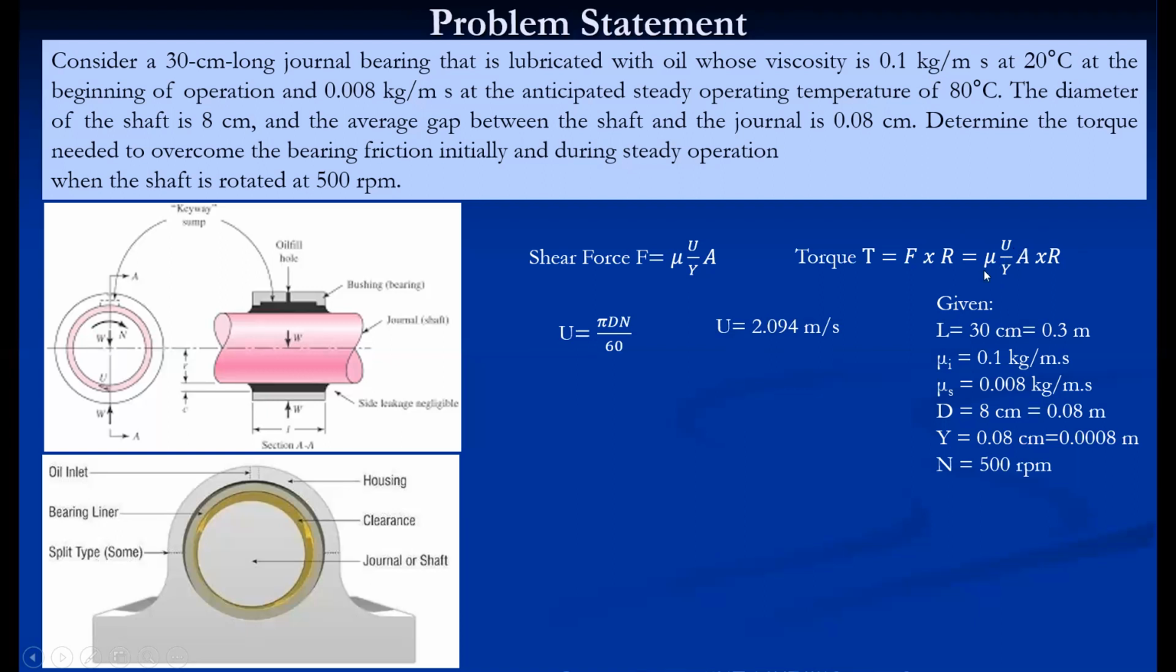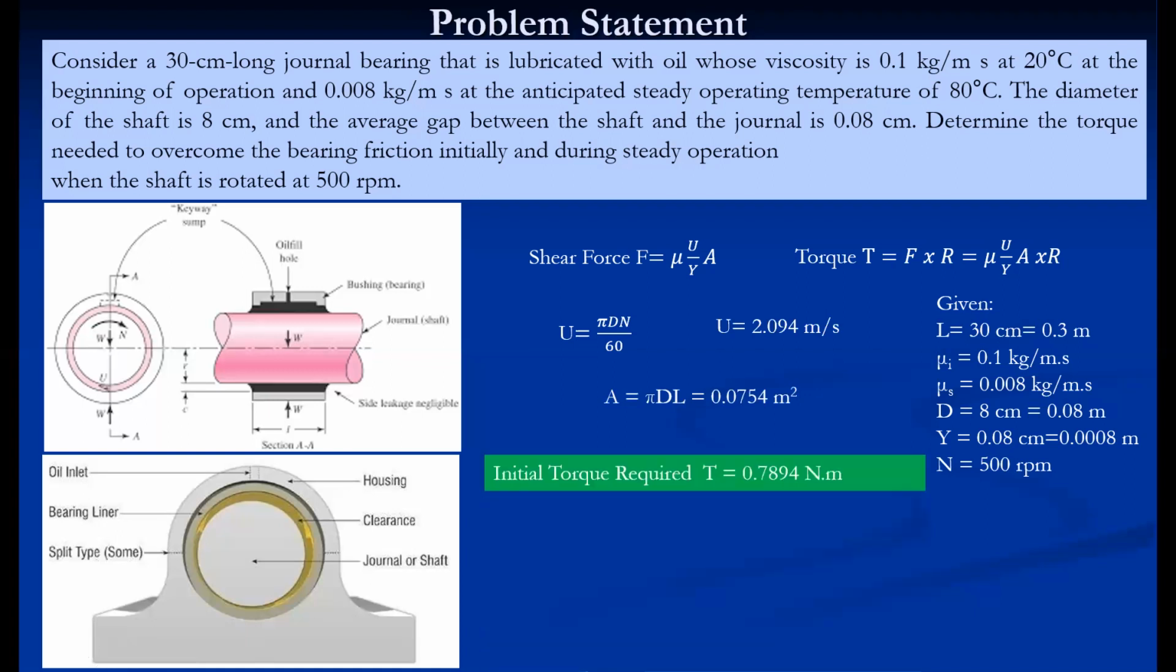Only while calculating the initial torque do we use mu I, because u is known to us, y is constant, and the area remains constant, that is pi D L, with pi capital D and L, and the radius again is half of the diameter of the shaft. The length is given, so the area pi dl is given. So for the initial torque required, only in this expression can we use mu I.